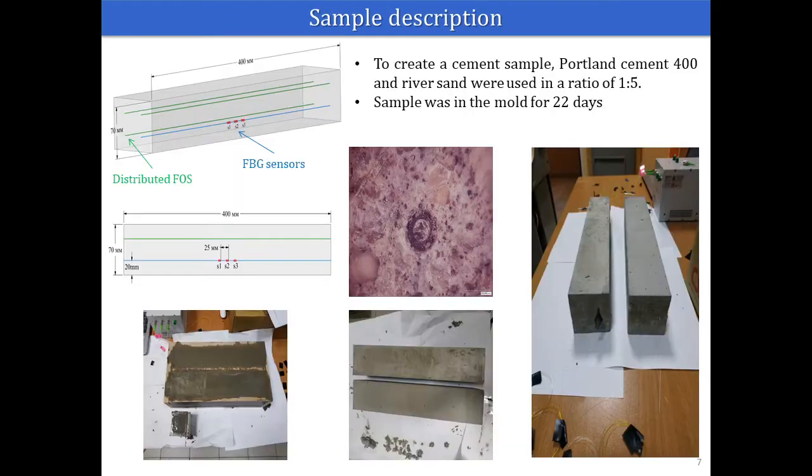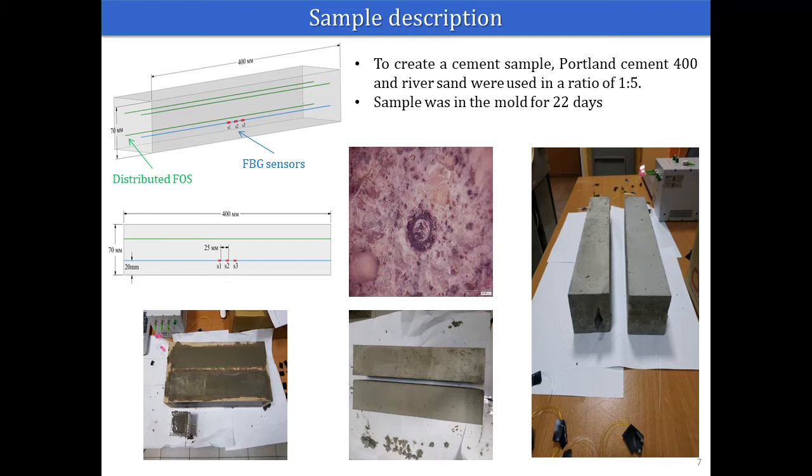A prismatic shape sample made from the cement mixture was selected as an object of study. During the preparation of the sample, a distributed optical fiber and the point FOS were embedded into the sample as shown in the figure. After placing the fiber optic lines with the tension necessary to maintain the straight line arrangement of the fiber, the mold made of moisture-resistant plywood was filled with the cement mixture. To create a cement sample, Portland cement 400 and river sand were used in the ratio of 1:5.